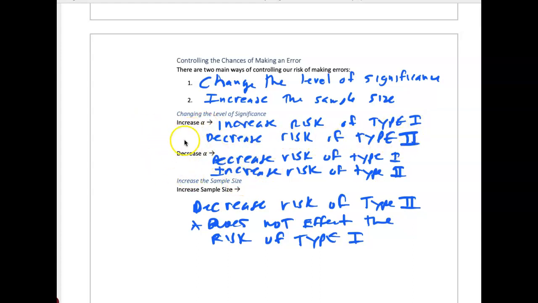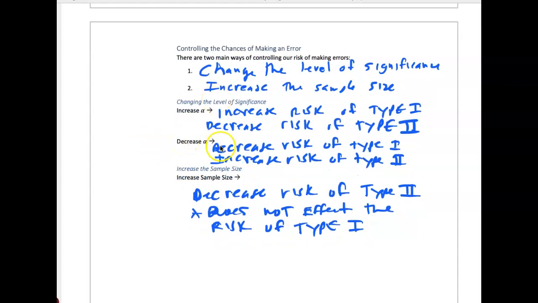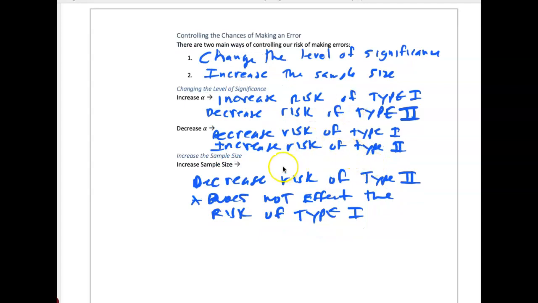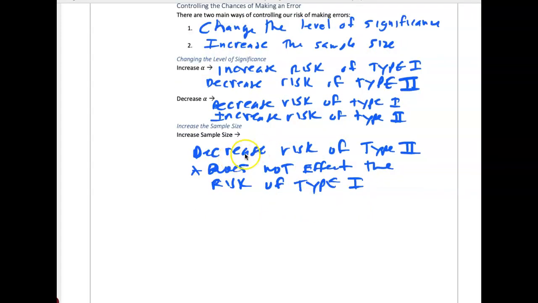So you have to decide which one's more important to you. If you decrease the alpha, make the alpha smaller, then you decrease the risk of a type 1 error. Maybe that's more important. And increase the risk of a type 2, right? So it's hand in hand. Okay, there's a potential error. If you decrease one, you increase the other. And the sample size decreases the risk of a type 2 error, but does not affect the risk of a type 1. So keep that in mind.